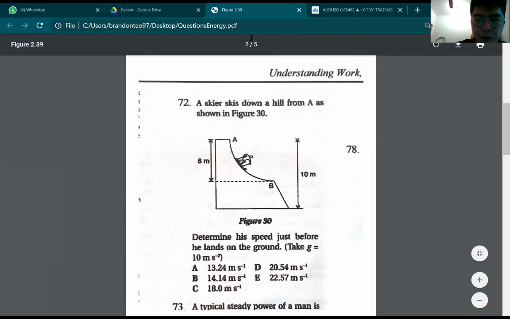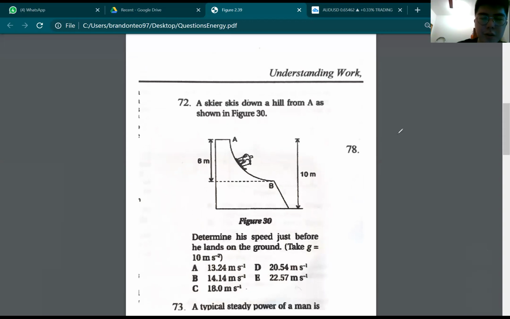This is quite similar to the previous one that I've shown you. Basically, you want to determine his speed just before he lands on the ground. In this diagram, this guy skis down a hill from point A, passes through point B, and all the way to the ground. So you want to calculate the speed just before he lands on the ground.